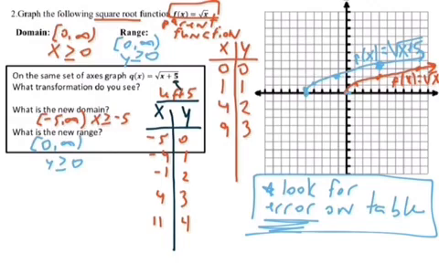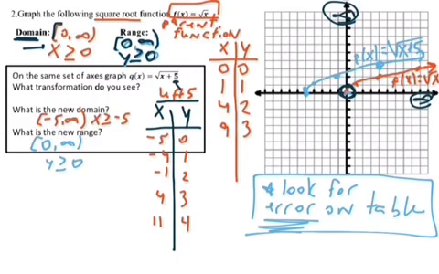Now the domain is going to be the furthest to the left. The furthest to the left for the red one is going to be at 0, and going to the right would be infinity. Since it's a closed circle at 0, you would have a bracket around the 0, and infinity would get a parenthesis. You can also write that as x is greater than or equal to 0. My range is going to be, my lowest value is still 0. Since there's an arrow, my highest is going to be infinity, or you could write it as y is greater than or equal to 0.